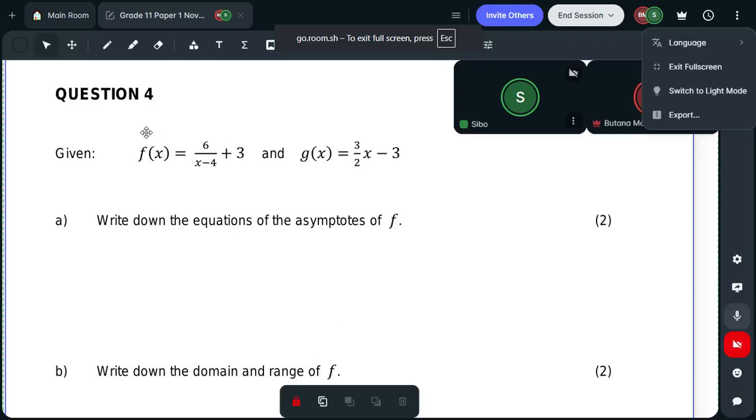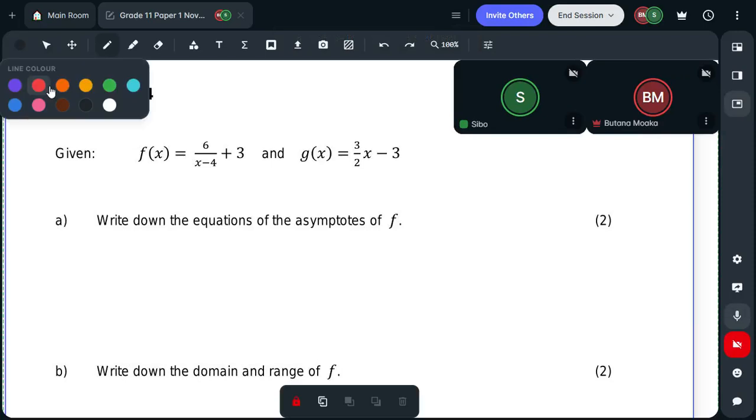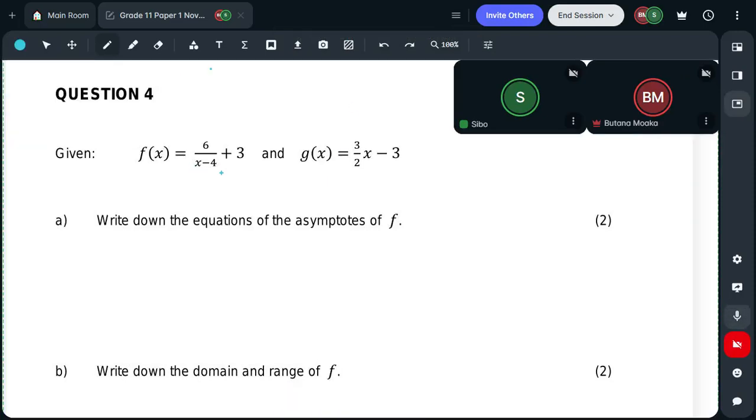So on this one, let's see what you are given. You are given f at x and g at x, okay? So tell me, what type of function is this f at x? Hyperbola. And what about g at x? Parabola.